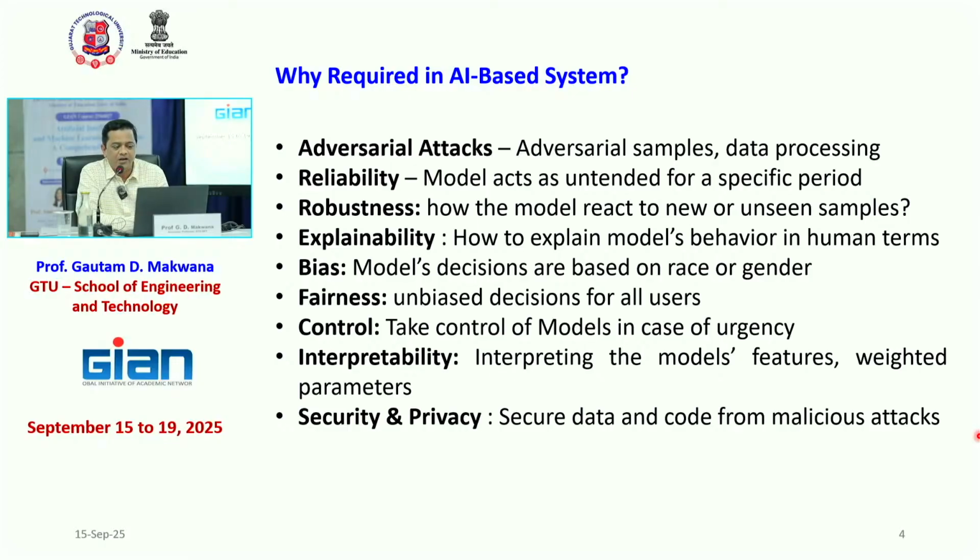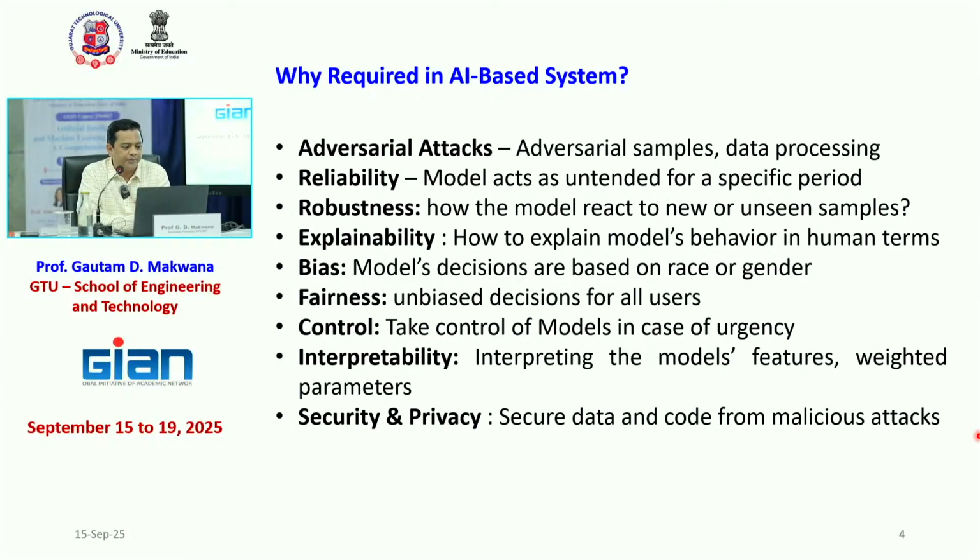Robustness is how the model reacts to new, unseen samples. As a human being, I can do the work based on my experience. Whenever a new condition comes, how will I handle it? That kind of robustness maybe I don't have. So you have to develop the robustness of your AI model. Whatever the unseen condition or unseen data, how can my AI model react or give predictions with better accuracy? That will define the robustness of your AI model.